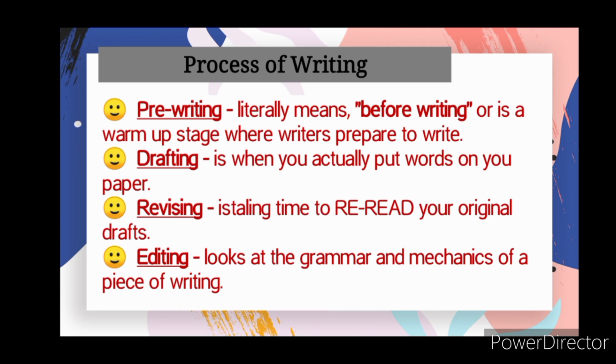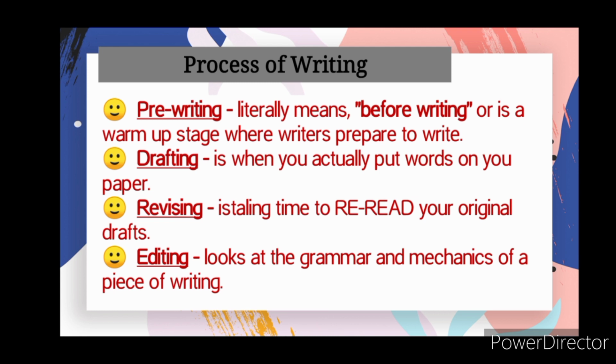So the first stage is the pre-writing, which literally means before writing, or is a warm-up stage where writers prepare to write. So before we actually begin, we formulate a topic in our mind before we write on paper or computer. The second process is drafting. It is when you actually put words on your paper. This is the process where you formally use symbols to write. In drafting, you need to concentrate to start your writing.